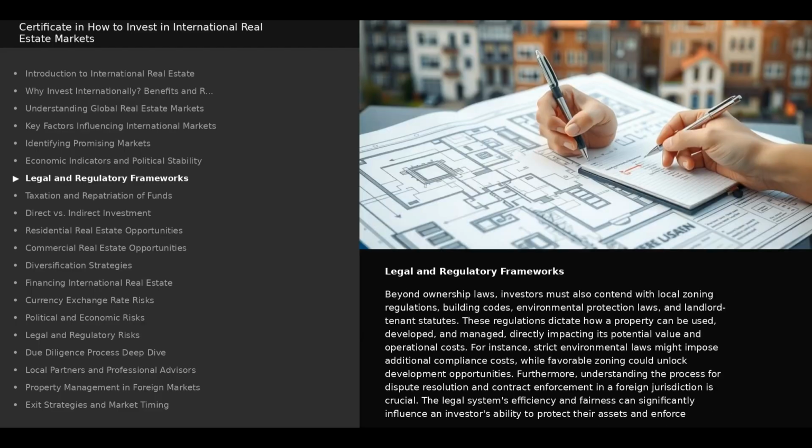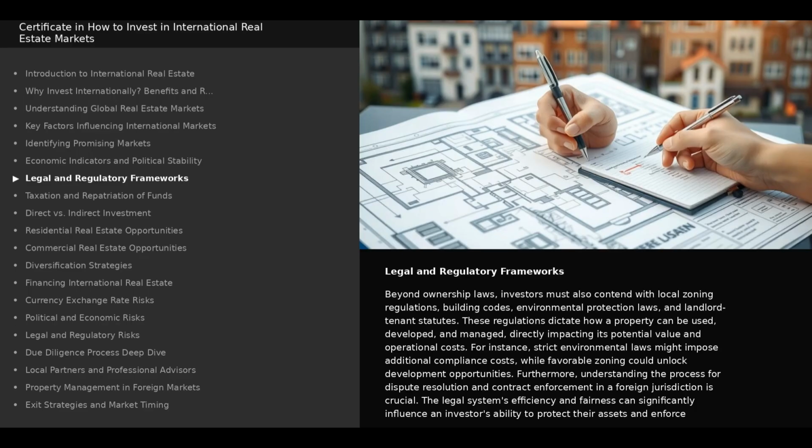Beyond ownership laws, investors must also contend with local zoning regulations, building codes, environmental protection laws, and landlord-tenant statutes. These regulations dictate how a property can be used, developed, and managed, directly impacting its potential value and operational costs. For instance, strict environmental laws might impose additional compliance costs, while favorable zoning could unlock development opportunities.